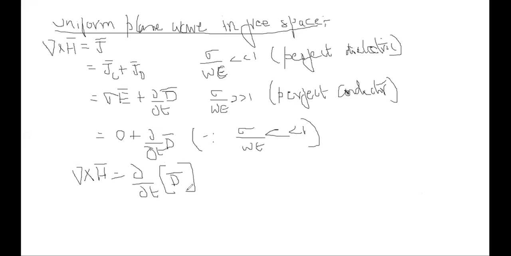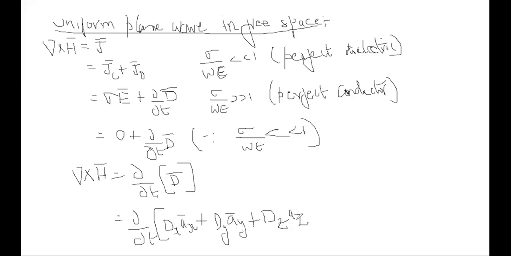Now I can assume that D bar, in the Cartesian coordinate system with the x-axis, y-axis and z-axis, has dou by dou t of D bar equal to the component along x direction Dx ax bar, plus the component in y direction Dy ay bar, plus the component in z direction Dz az bar.